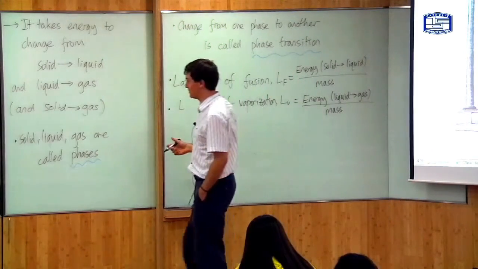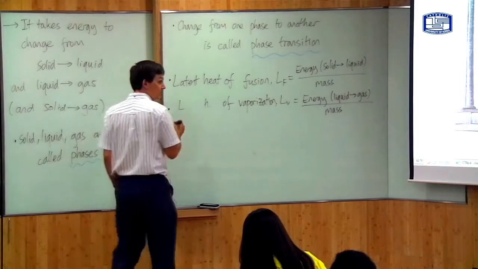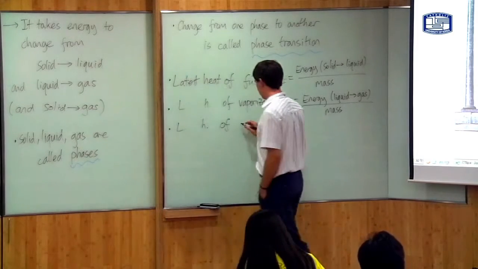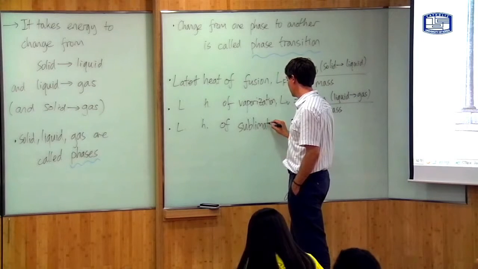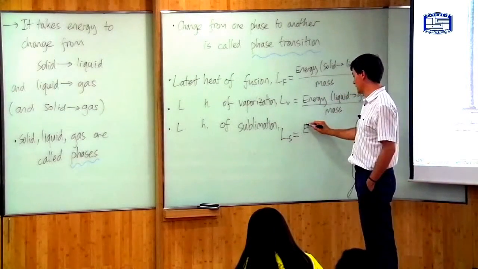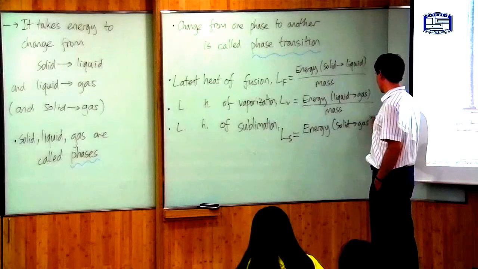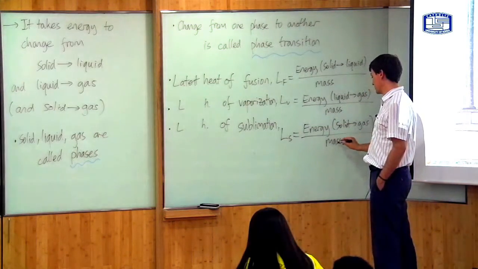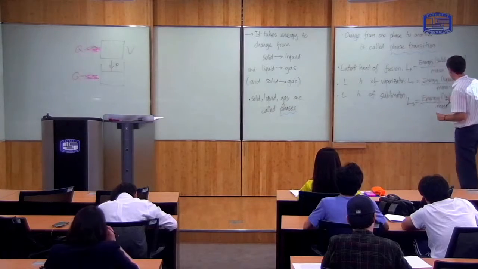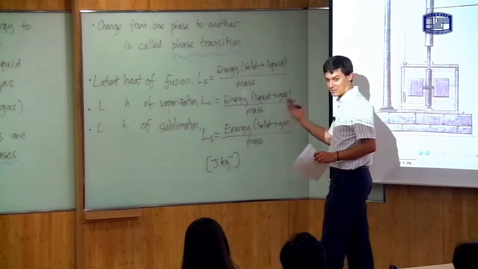Okay, and then finally, for some substances at some pressures, you can go from solid to gas, and this is called the latent heat of sublimation. So LS for sublimation, and this is the energy to change solid straight into a gas, again divided by the mass of the substance. Okay, so the units of all of these things, obviously it's an energy divided by a mass, so the units are joules per kilogram.